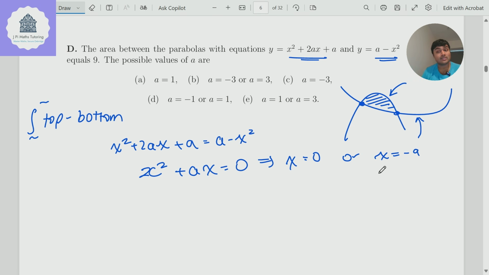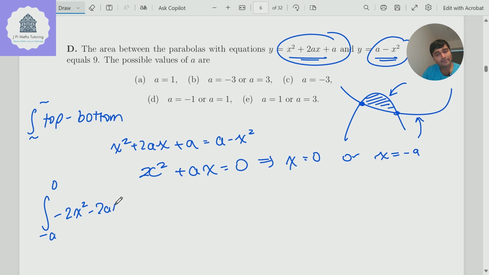And so if a is a positive number, minus a will be negative. And so we'll be doing the integral from minus a to 0 of top curve minus bottom curve, which is the negative parabola minus the positive parabola. You can see that this would simplify to minus 2x squared minus 2ax dx. Now this is if a is positive, but if a is negative, then minus a will be bigger than 0, and so we'd be doing the integral from 0 to minus a of the same thing.